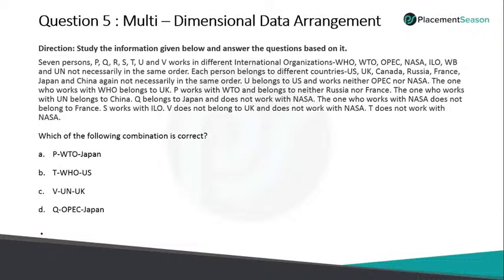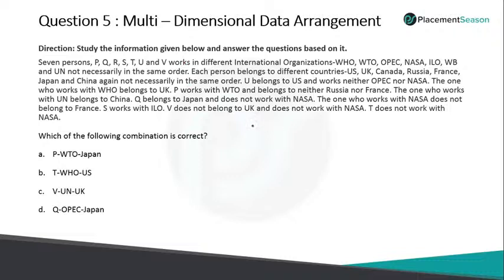We are going to solve from the given direction, and answer one question out of it, right? Okay, so 7 persons P, Q, R, S, T, U and V work in different international organizations: WHO, WTO, OPEC, NASA, ILO, WB, and UN, not necessarily in the same order. Each person belongs to a different country. There are 7 countries given here: US, UK, Canada, Russia, France, Japan, and China, again not necessarily in the same order. So U belongs to US.